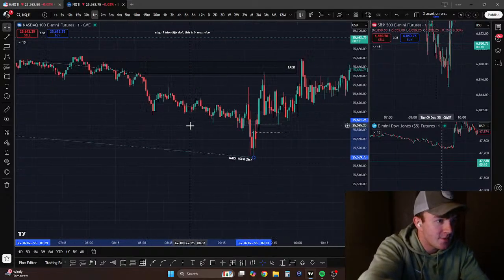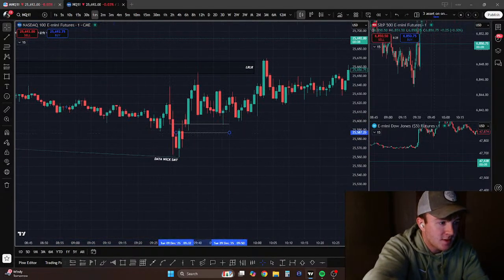I'm considering that data wick. And then we inverse the first presented fair value gap.